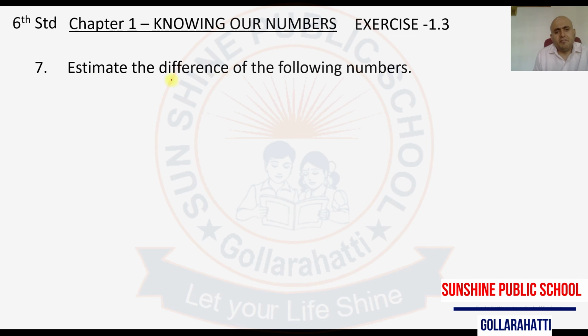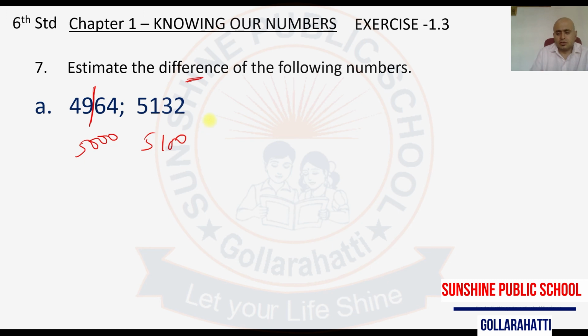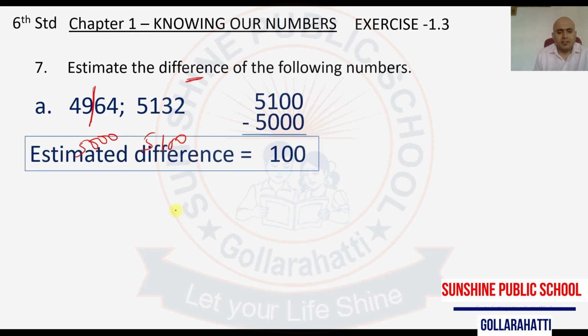estimated difference. In the last one we have just added, here you have to subtract the following numbers. So here 4,964 and 5,932. If you round it off to the nearest 100, this becomes 5,000 and this becomes 5,900. So 5,100 first and subtract 5,000. Therefore the estimated difference is only 100. This is the estimated difference.